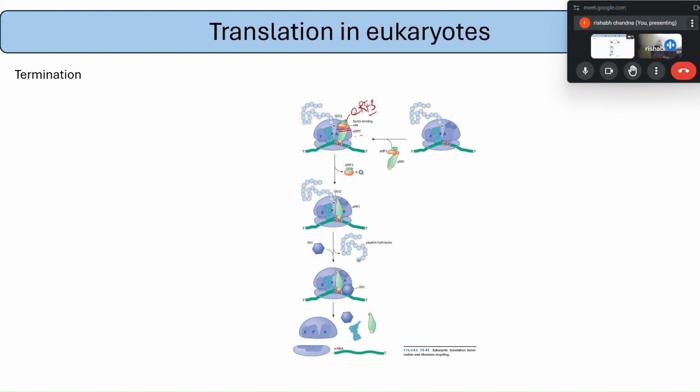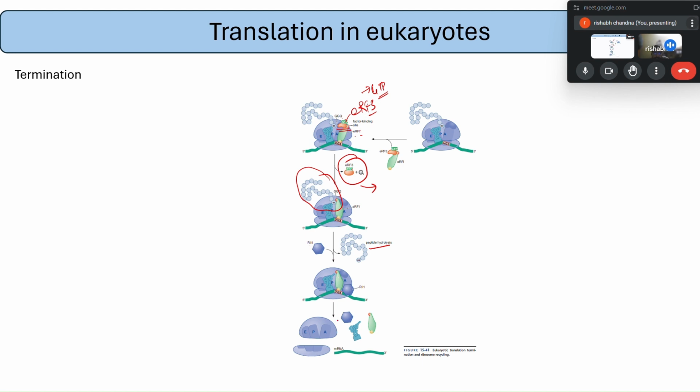Okay, so that is a GTPase. So it has GTP bound to it. When this binding is complete, the eRF3 is released. This eRF1 has a GGQ site that helps in the release of the peptide chain of the eukaryotes. So this releases the peptide chain.